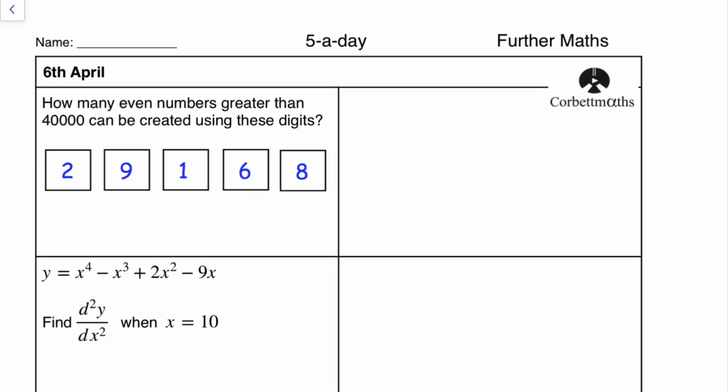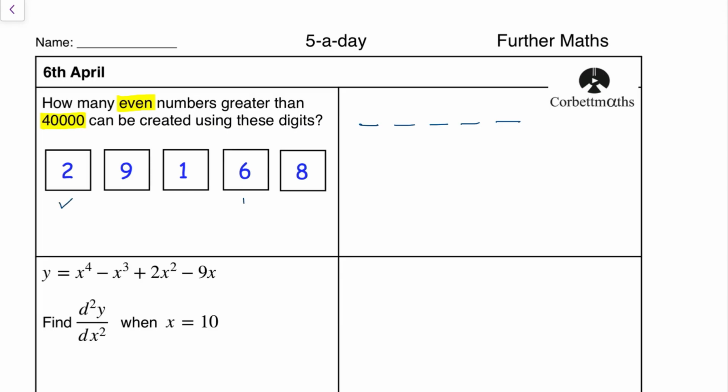How many even numbers greater than 40,000 can be created? Even is obviously a key word here. The first obvious point is I'm going to be using all 1, 2, 3, 4, 5 numbers. Now I've got a problem, because let's put it a different way. What is an even number? An even number ends in 2, 4, 6, 8 or 0.